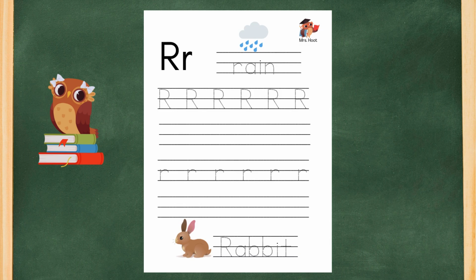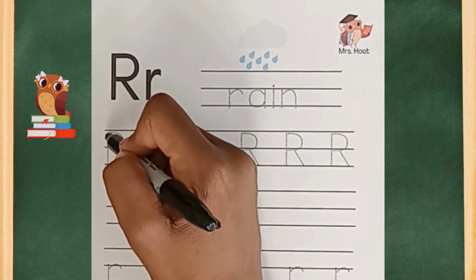Today we will be tracing and writing the uppercase and lowercase letter R and tracing the words rain and rabbit together. Grab your pencil or marker and let's get started. We will start with the uppercase R.